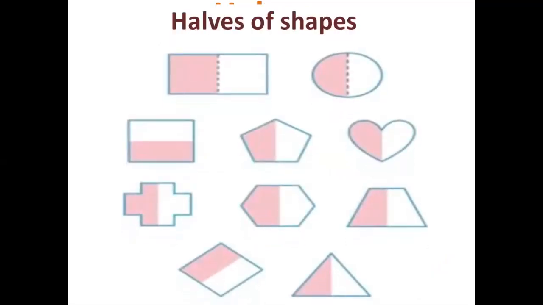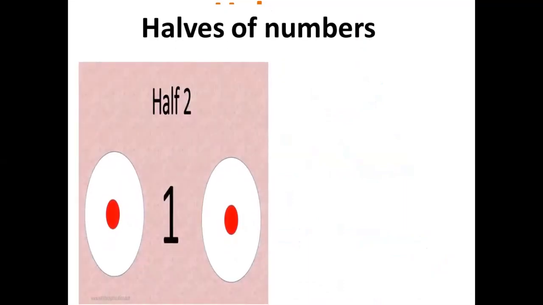Here we have the half of shapes. Here we have many shapes like the rectangle, circle, square, heart, and triangle. When we divide them into two equal parts, each part is called half. Okay, here half of numbers. When I have two dots here, half of 2 is, I divide them into two equal parts, so each part will have one dot. So half of 2 is 1.